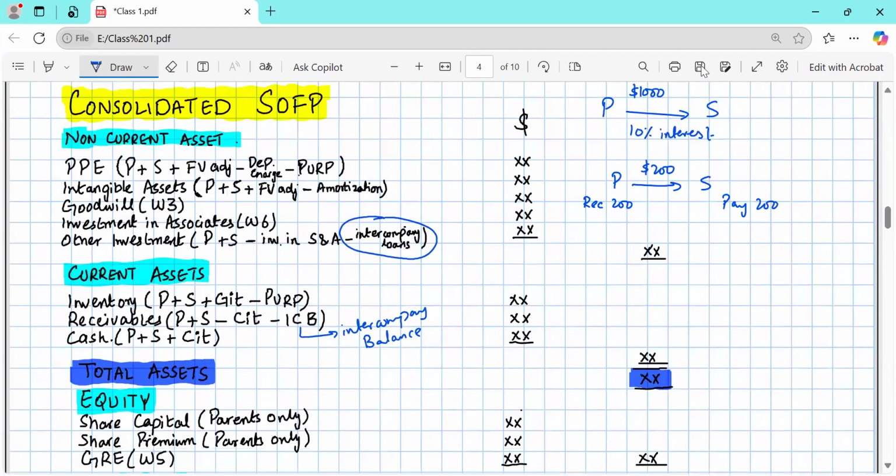Then comes the cash: parent company's cash plus subsidiary company's cash plus CIT, which means cash in transit. We will talk about that. Then add the total of non-current assets. You will add it with the total of current assets to get the total assets. Okay, and total assets should match with the equity and liabilities. So this is how your assets section will look. Any question you want to ask regarding that?